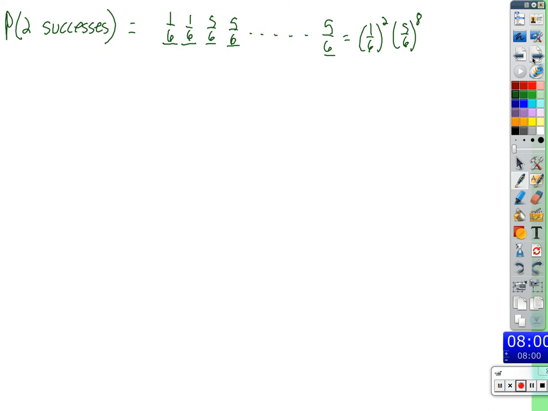But here, it's not as easy as that. It's not just 10 times, but that's just 10 ways, right? We could count this by hand. We could put the 2 right here, and then we could maybe move that second 5 here, so that our third roll is a 5. And then the rest of them are failures. But that's still going to be 1/6 times itself twice, times 5/6 times itself 8 times, right?